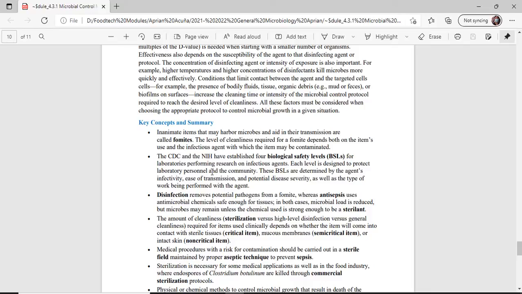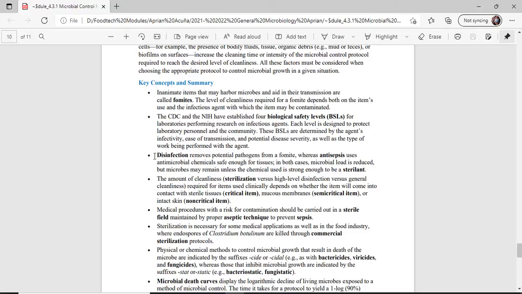Each level is designed to protect your laboratory personnel and also the people around, ang mga community nga sa palibot. These BSLs are determined by an agent's infectivity, ease of transmission, and potential disease severity, as well as the type of work being performed sa atong agent. Disinfection removes potential pathogens from your fomites, whereas your antiseptic uses antimicrobial chemicals safe enough for your tissues. In both cases, your microbial load is reduced, but your microbes may remain unless the chemical used is strong enough to be sterilizing.